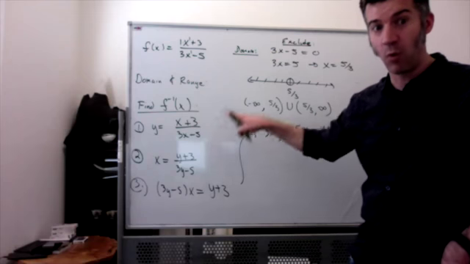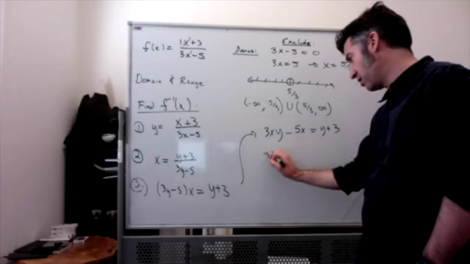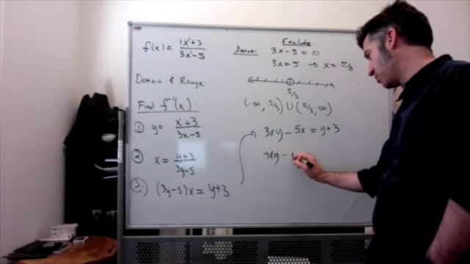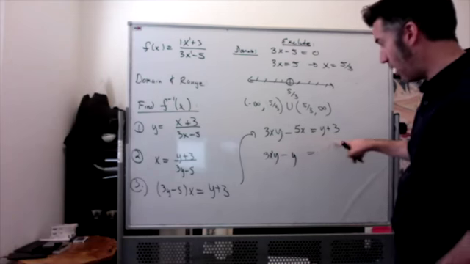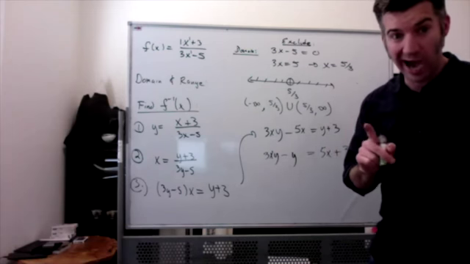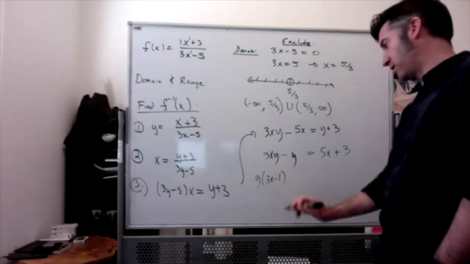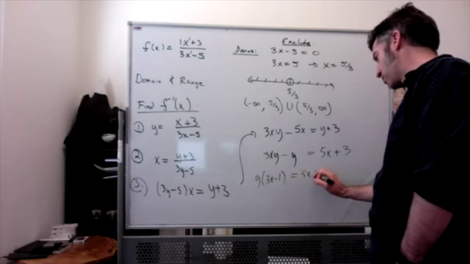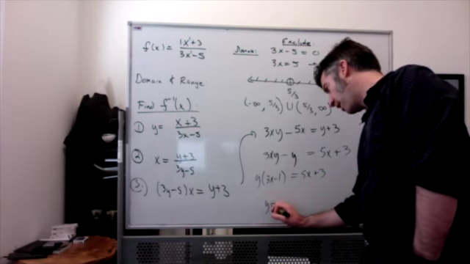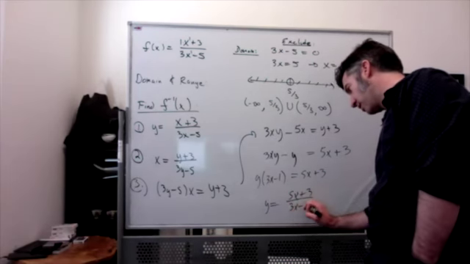We're trying to solve for y. So bring the y's to the same side. 3xy minus y equals, bring the not y's to the other side. Factor out the y. y times (3x minus 1) equals 5x plus 3. And then solve for y. y is (5x plus 3) divided by (3x minus 1).